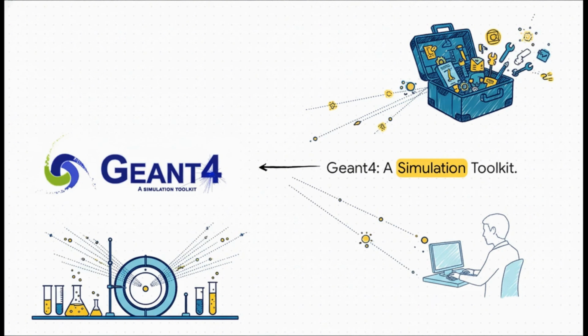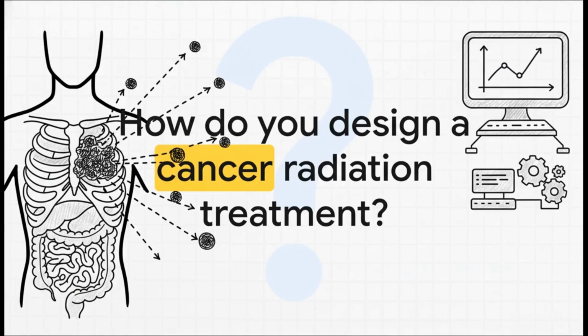Let's look at a really powerful example. Think about this for a second. How do doctors perfectly aim a beam of radiation at a tumor, making sure they destroy all the cancerous cells, but spare the healthy tissue right next to it? I mean, you can't just guess, right? You have to simulate it. You need to know exactly how those particles are going to behave as they travel through the human body. And that is where Geant4 comes in.